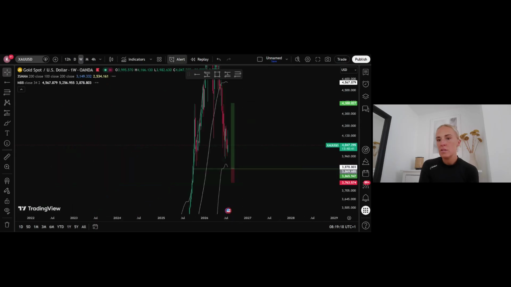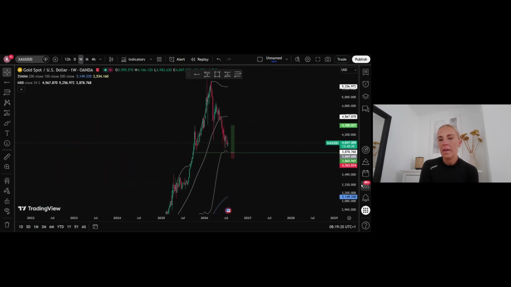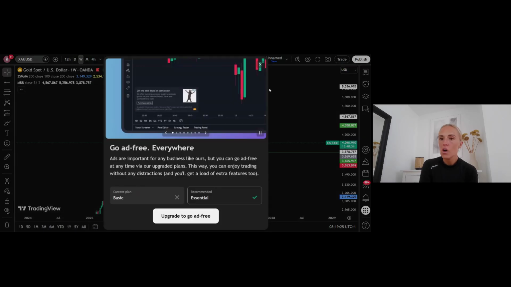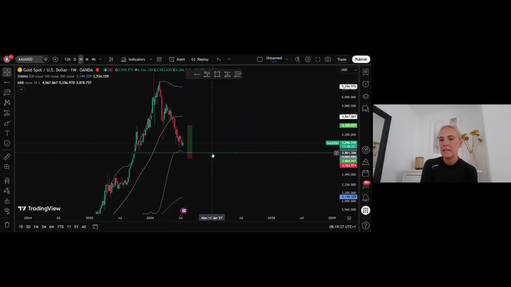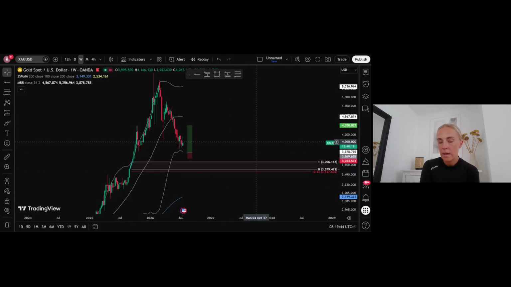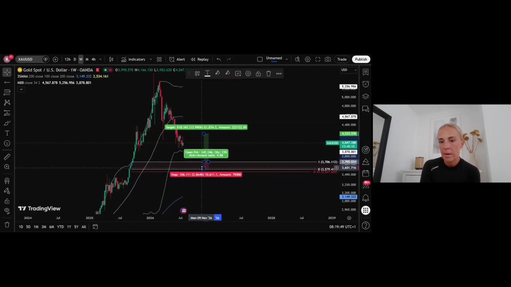I wouldn't enter any longs at the moment. I think that gold has not finished this pullback. So I wouldn't be entering any longs on a daily time frame. I would be waiting to see what gold does, let it show you its hand first. I would be waiting to see what it does at this demand zone here, which is a really nice demand zone on the weekly time frame. Okay, I'd be placing my order there.